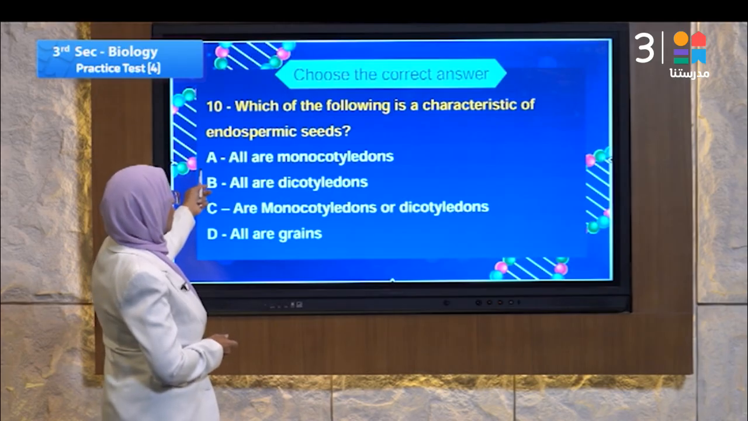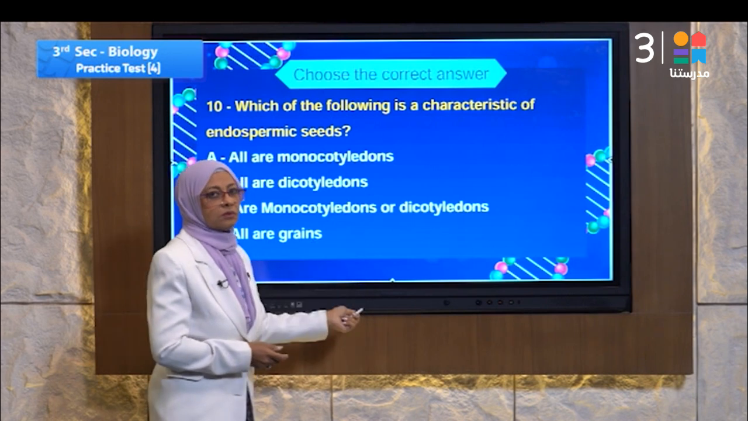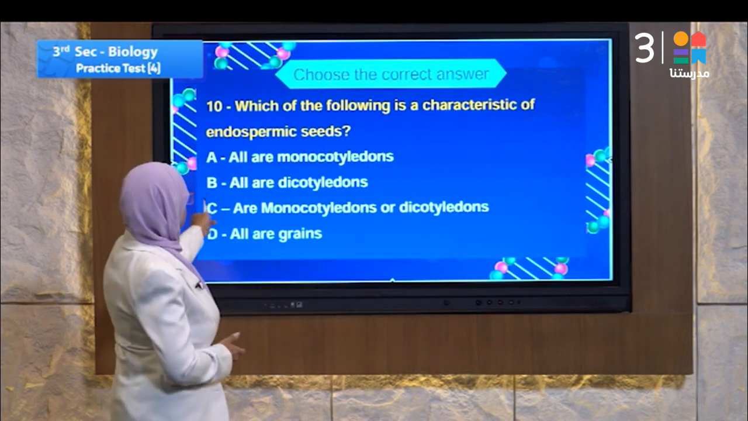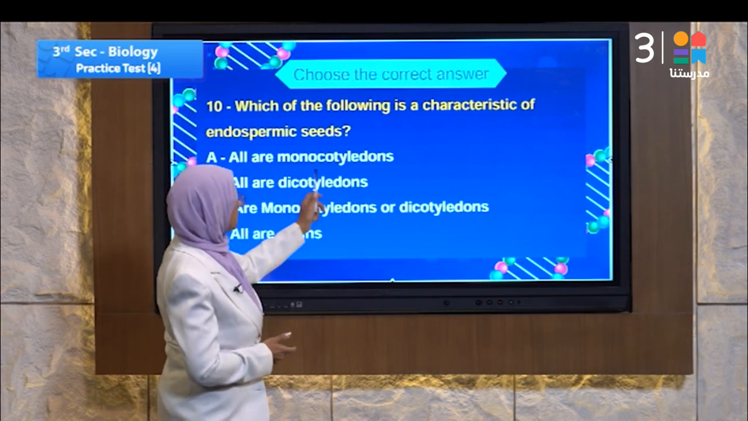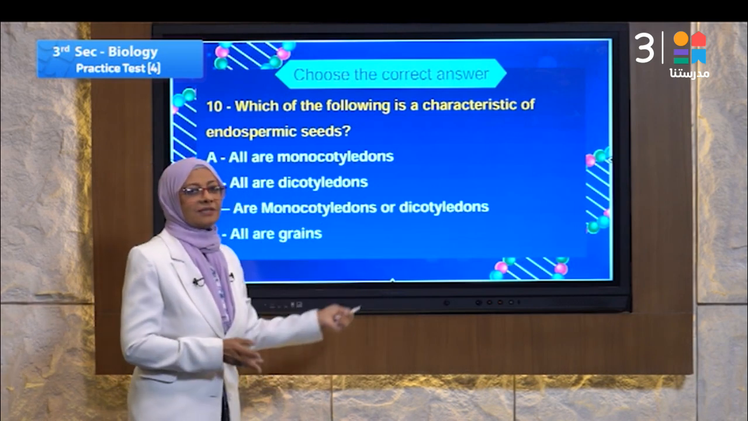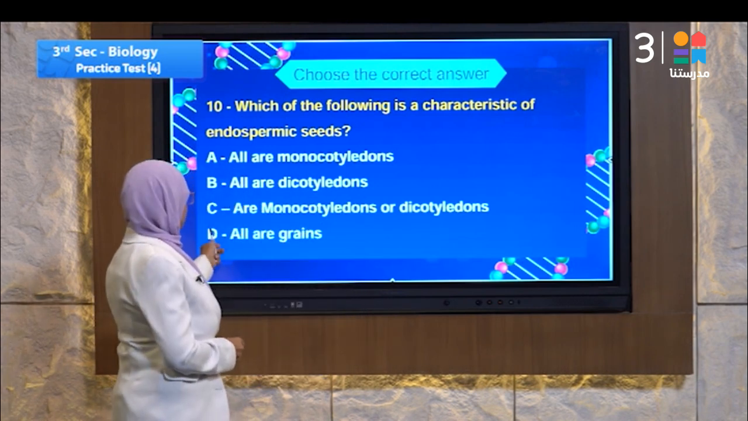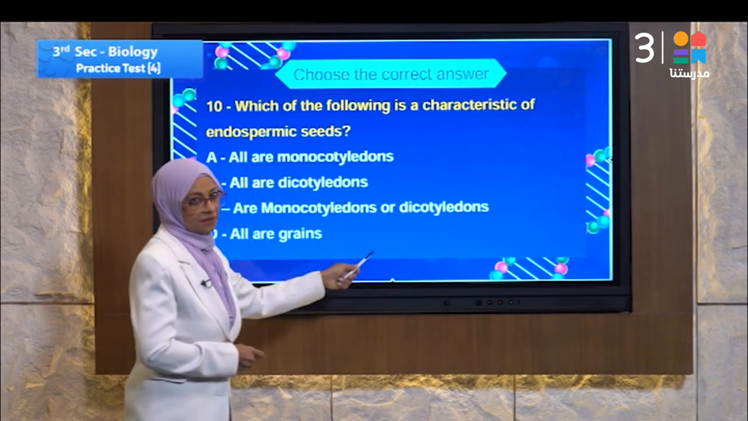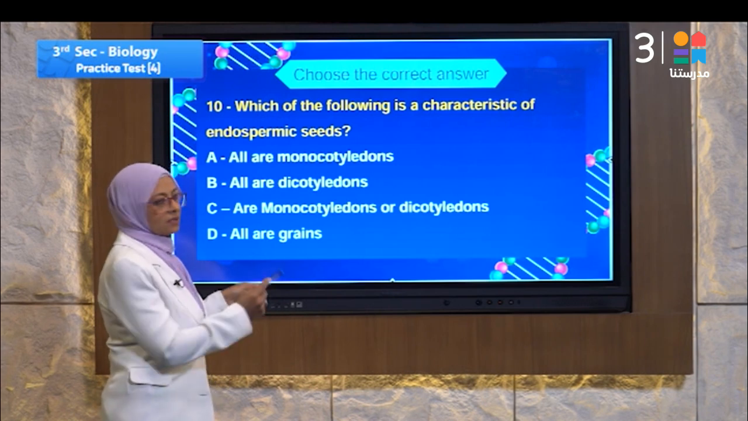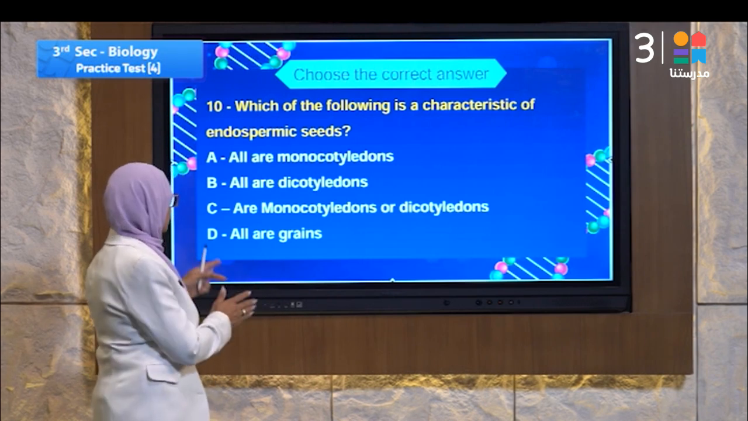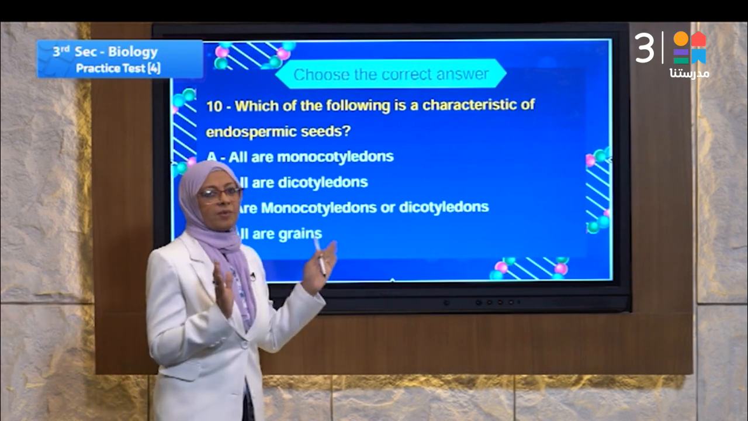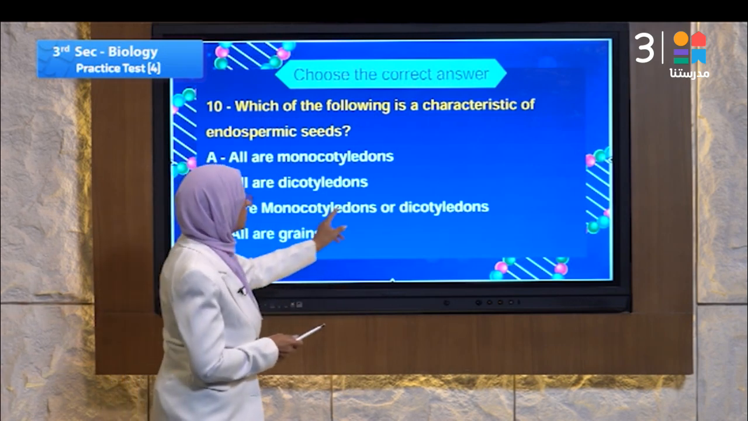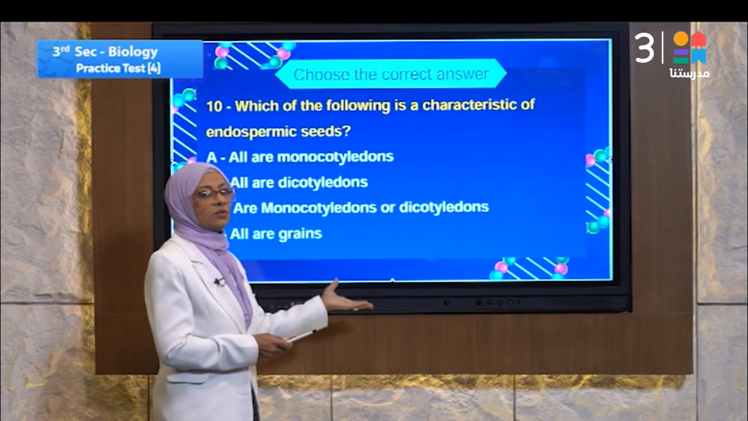Number A, all are monocotyledon? No, there are two types. B, all are dicotyledon? No, they are two types. C, are monocotyledons and or dicotyledon? Yes, they are. But we must read the last one. All are grains? Not all of them are grains. So the answer must be monocotyledon and dicotyledon.